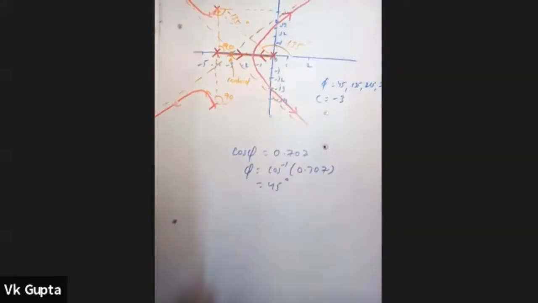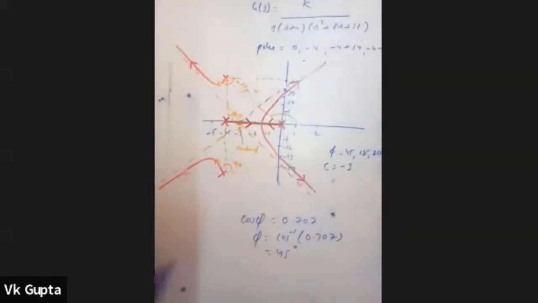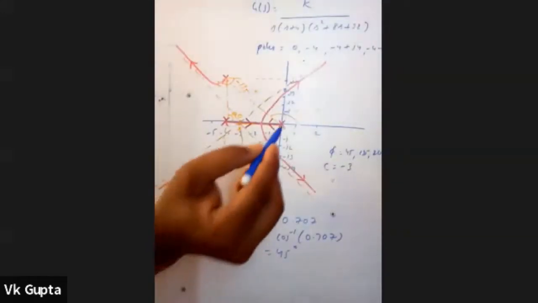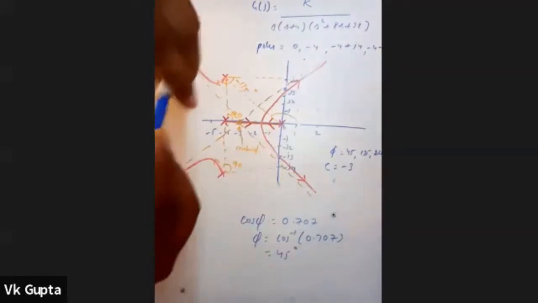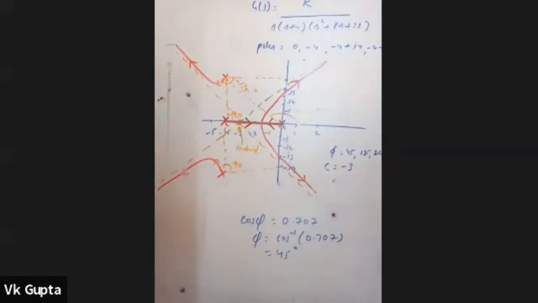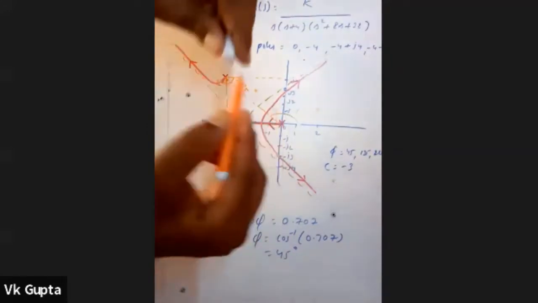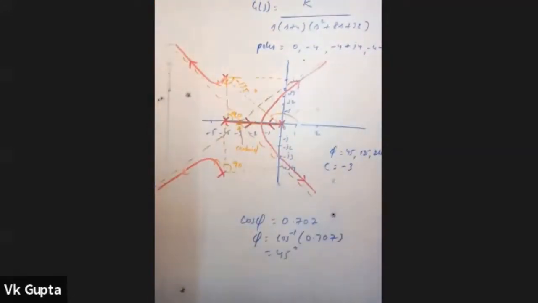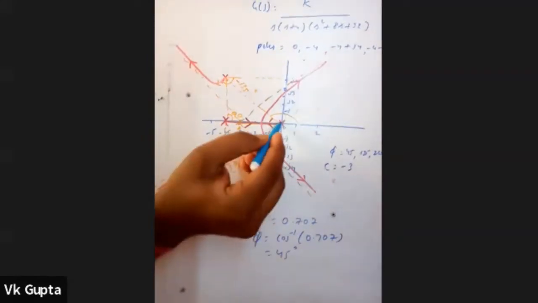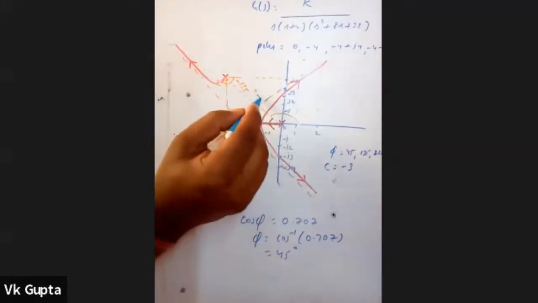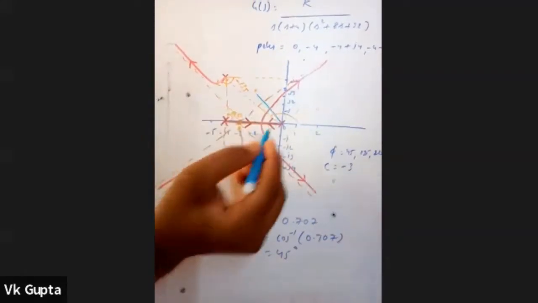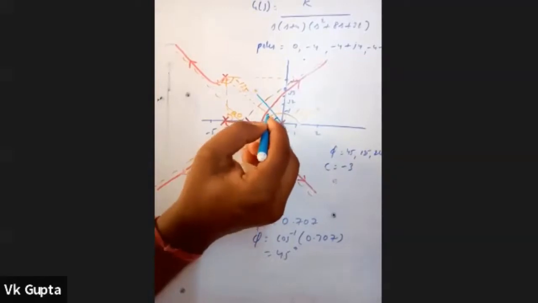So you see here I am drawing a dashed line. At 45 degrees from this point I am drawing a line. So I'll draw a 45 degree line. This is my line and this is 45 degrees.